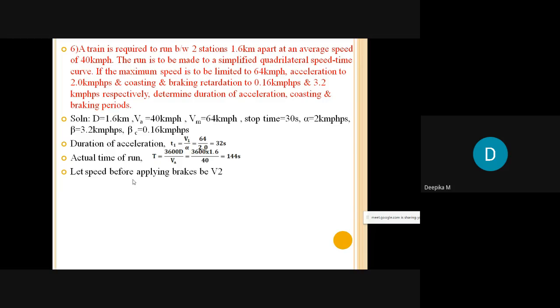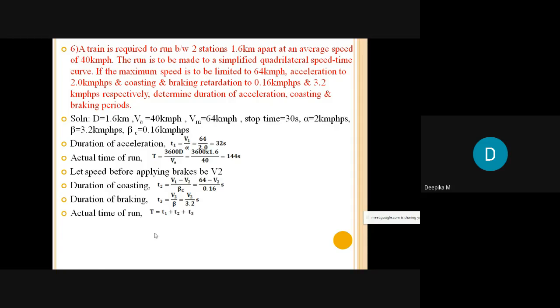Again, let the speed before applying brakes be what? It is nothing but V2. So therefore duration of coasting is nothing but what? T2 is equals to V1 minus V2 by beta C. I don't know V2. Let us retain it as it is and substitute the remaining terms, that is 64 and 0.16 seconds. And what is duration of braking, which is nothing but V2 by beta. So I don't know V2, but I know beta. Let's substitute and let us retain this as it is.